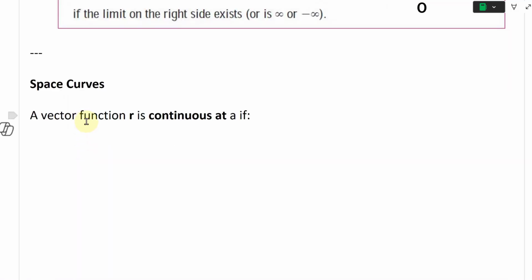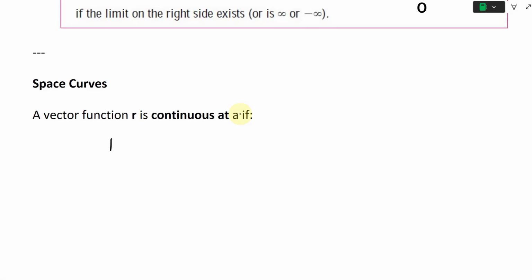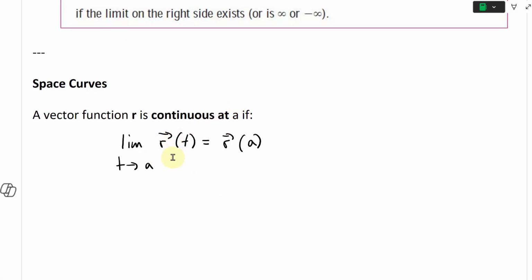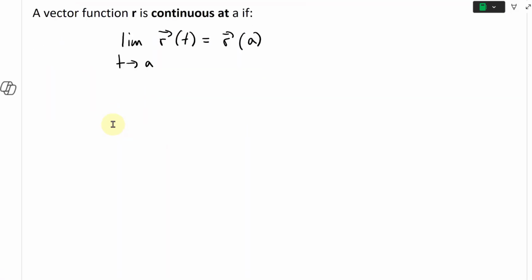Space curve. A vector function r is continuous at a if the limit as t approaches a of r of t is equal to r of a. Basically, it's continuous at a if the limit exists. I think that's more appropriate, because I honestly thought it was a vector. Again, very similar to normal functions.